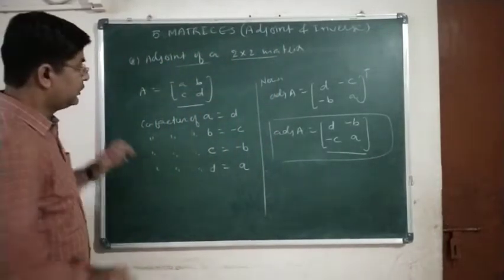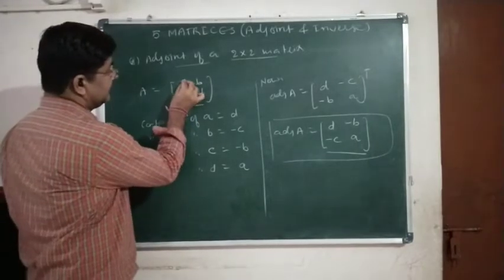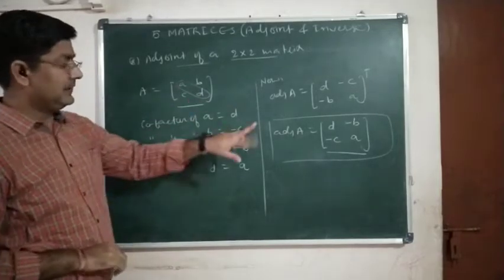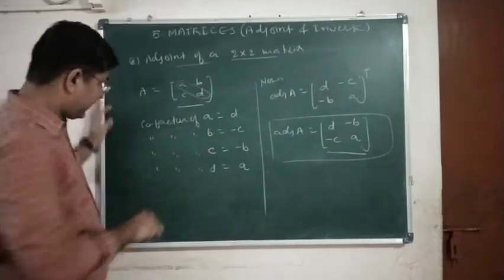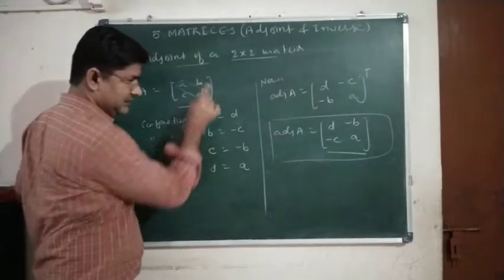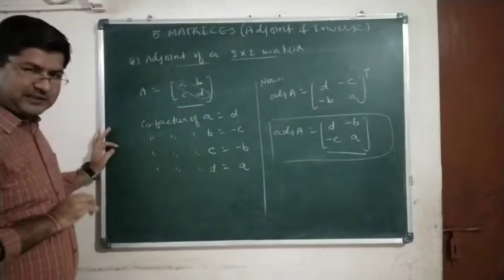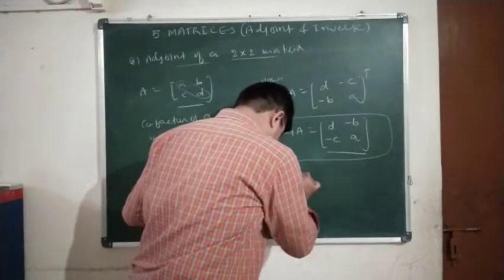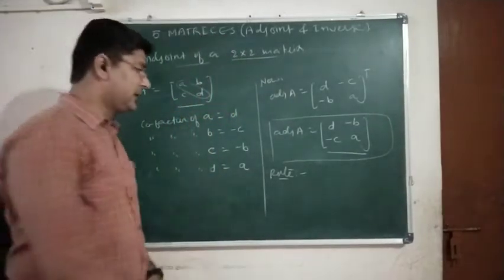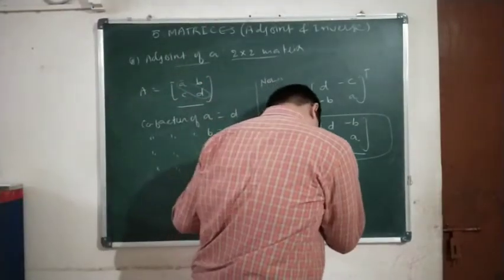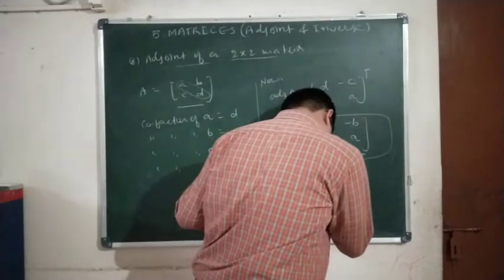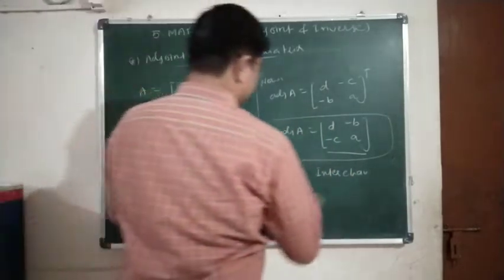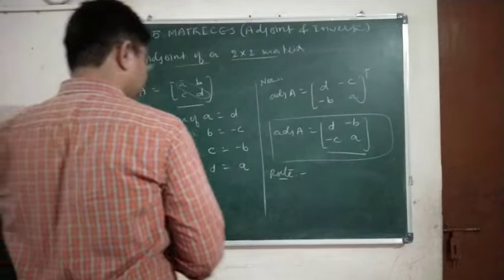Now let us notice the difference between A and adjoint of A. If you carefully observe, you will notice that the diagonal elements are interchanged: a, d becomes d, a. And for the off-diagonal elements, we have just changed the signs. Clear? So this can be considered as a rule for finding the adjoint of a 2 by 2 matrix.